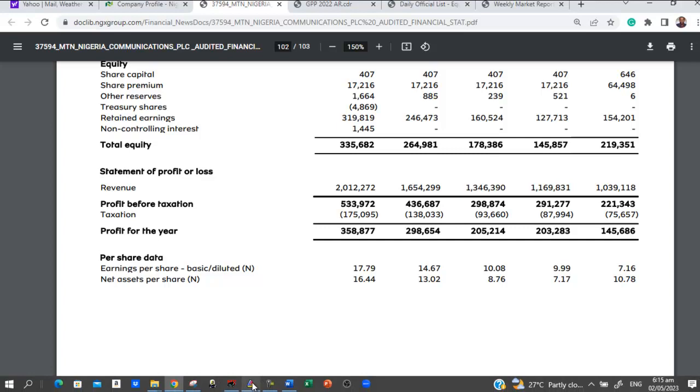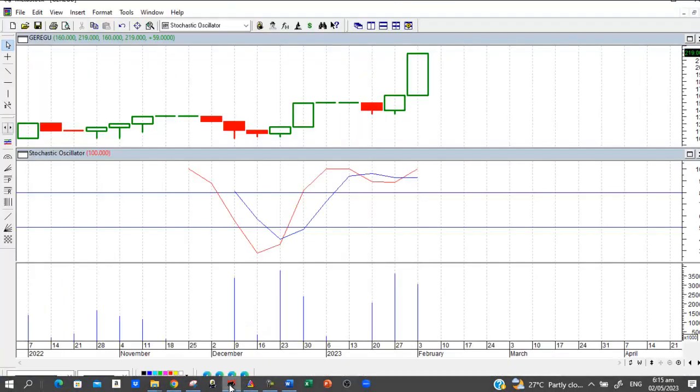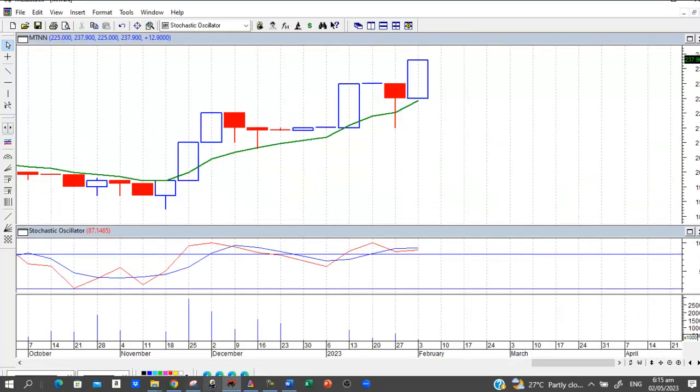A quick one before we round up. I want to look at how the MTN chart is looking, because you want to combine your fundamental and your technical to take an investment decision. You want to look at what is happening in MTN as we speak, so that you know exactly what to do with the stock of MTN.